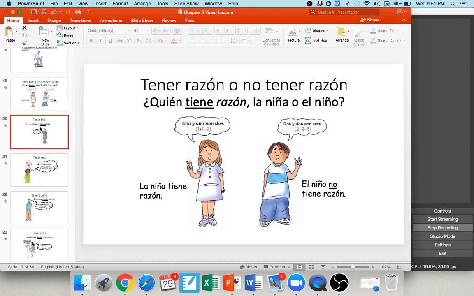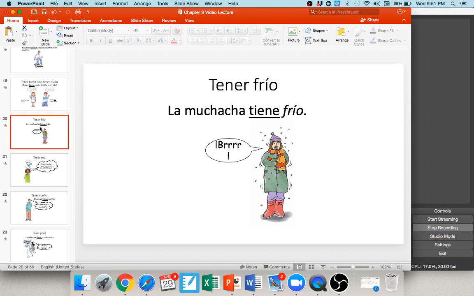Okay. As you keep looking, it gives you tener frío. All right, tener frío is literally to have cold. So this is what I say all the time in the winter. Oh, tengo frío. I'm so cold. Tengo frío. In this case, you see this young lady here, and she's all bundled up, and she says, brr. And it says that la muchacha tiene frío. She is cold. Tiene frío.